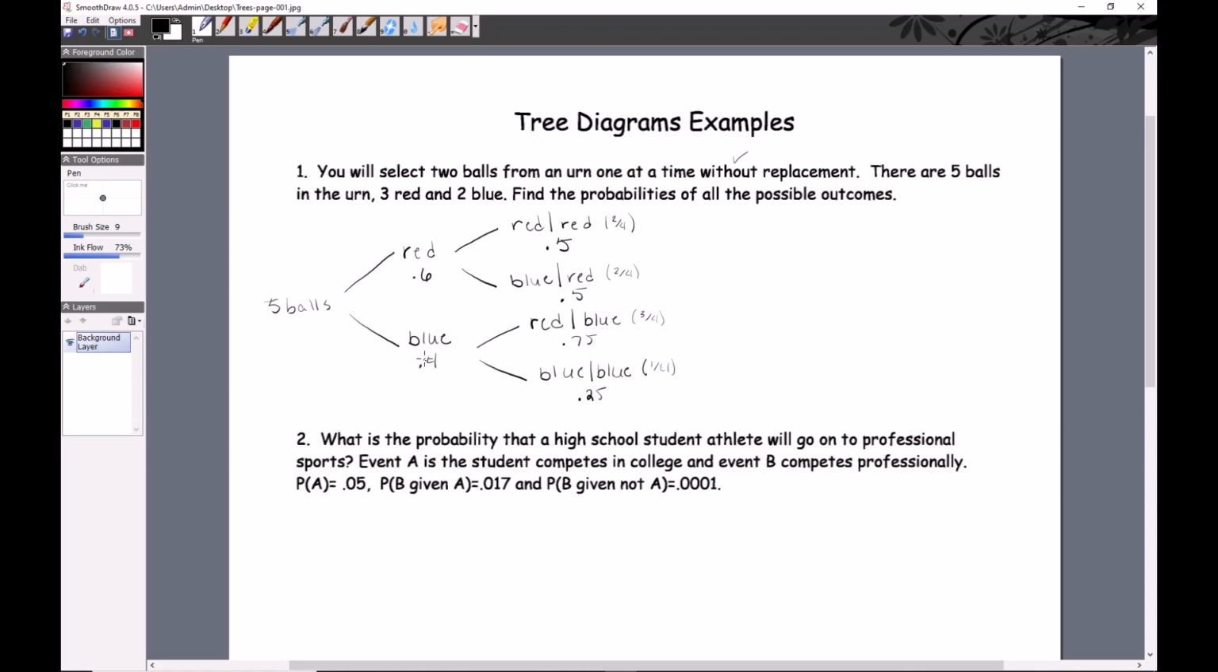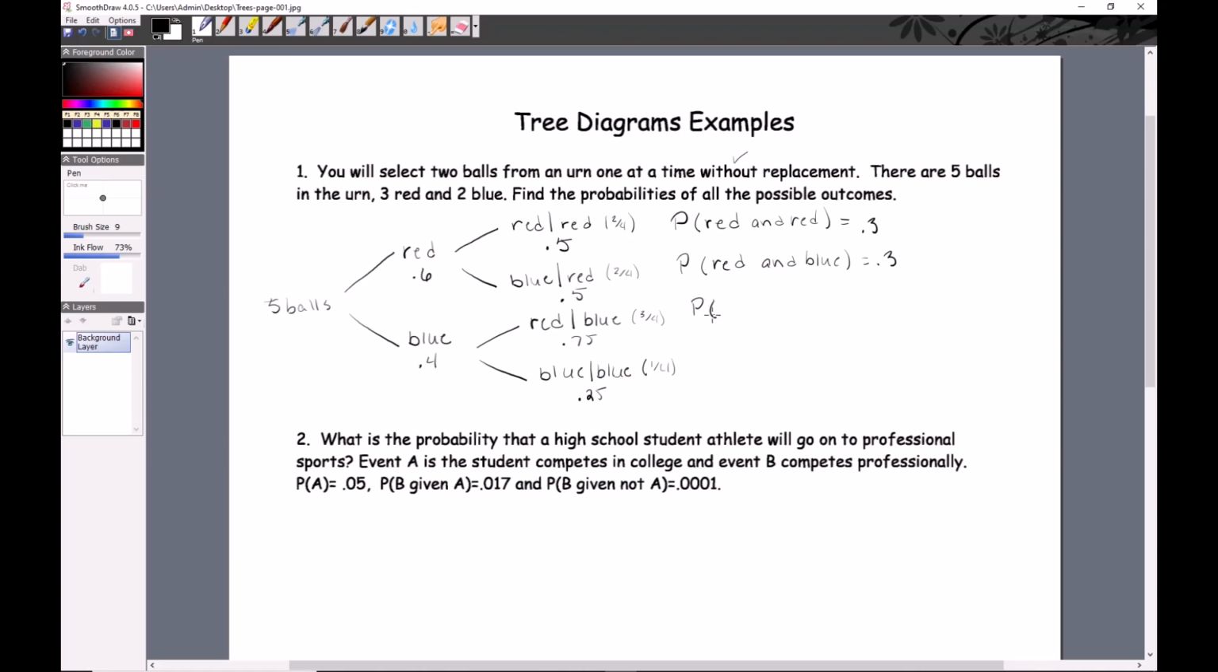Again, don't stop here. The conditionals are great, but they're just a means to an end. We want the probability of all the joint outcomes. So this will be a red on the first and a red on the second, and that'll just be 0.6 times 0.5, which is 0.3. And this will be the probability of a blue... I'm sorry, let's get that off of there. That would be a red on the first and then a blue. So let's correct that. That'll be a red and a blue. And that's the same numbers. 0.6 times 0.5 is 0.3.